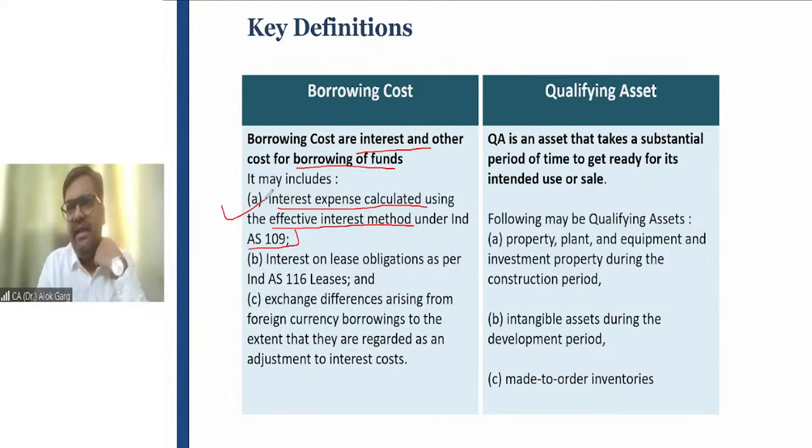So friends, in our IGAAP, whatever processing fees we were paying, we were giving that treatment at the inception of the loan, right? For example, you took a loan and at the time of taking the loan, you paid 5 lakh rupees as a processing fee. Normally, the company used to charge it off in the P&L or capitalize that processing fee. In IGAAP, the concept was charging interest on a time proportion basis, on a simple rate basis. In Ind AS, the concept is effective interest rate.